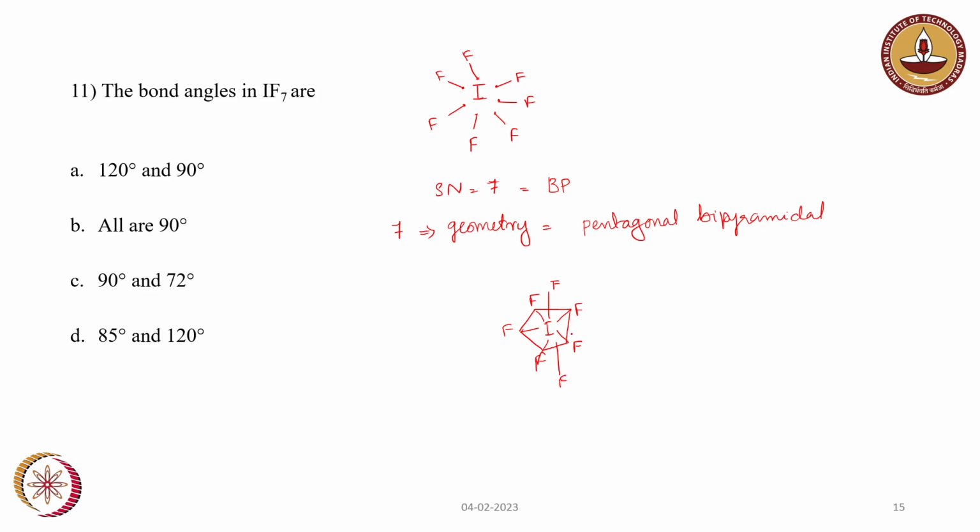In a pentagonal bipyramidal, the angle between the equatorial positions will be 72 degrees, and between axial and equatorial will be 90 degrees. So the answer will be option C, 90 and 72.